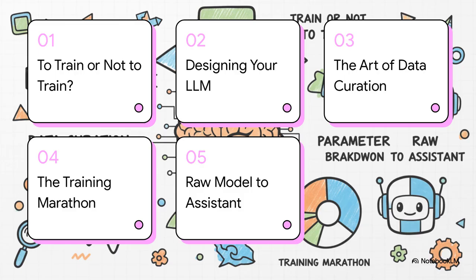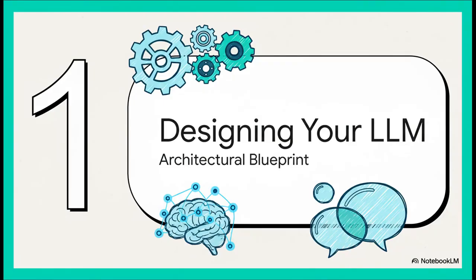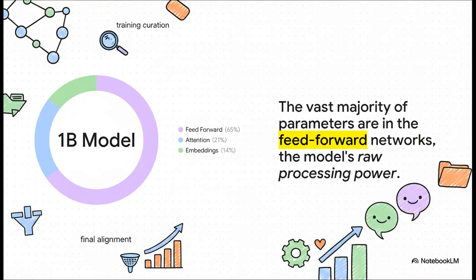Let's dive in. So, you've made the call. You're training a model. The first thing you need is an architectural blueprint. This is where you make the foundational decisions that will literally define how your model is going to think. Let's peek under the hood and see where a model's brainpower is actually located.